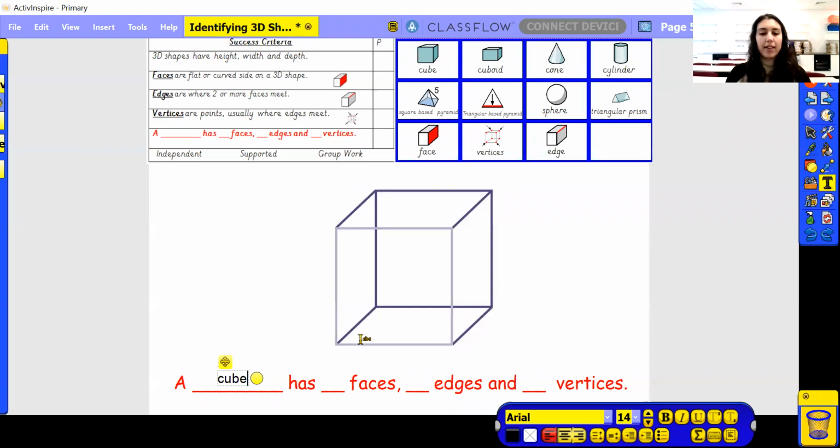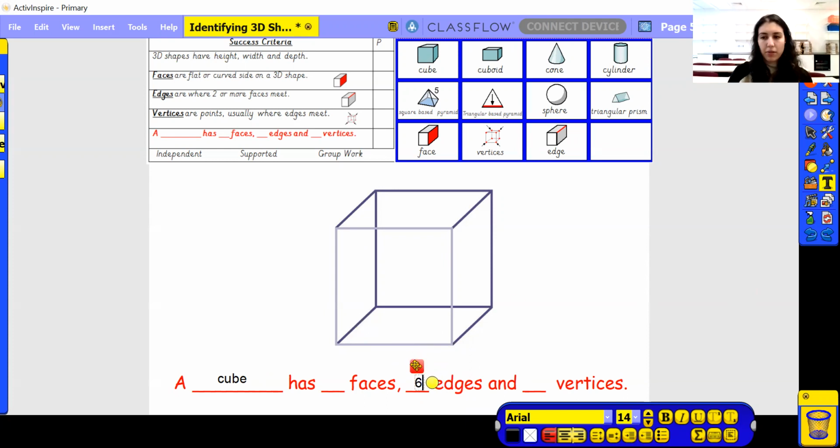And a cube has, well, let's count the faces. What I'll do is I'll do it on here first, and then I'll do it on here. So a cube has got how many faces? 1, 2, 3, 4, 5, 6 faces. So a cube has got 6 faces.